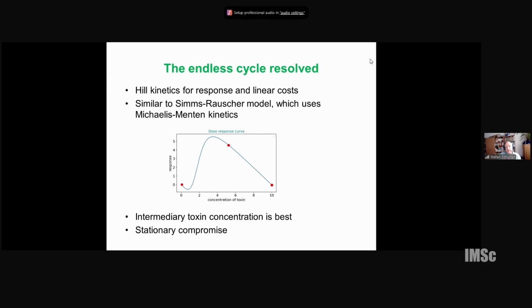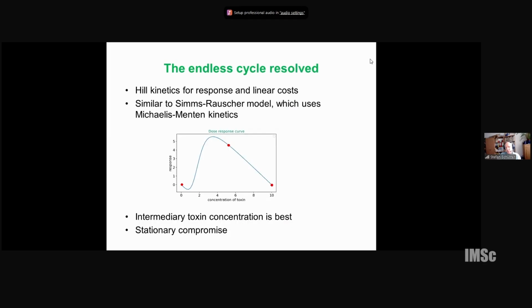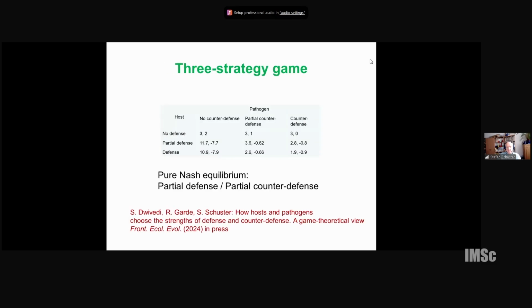And then we see it's non-monotonic, because in the middle there can be the highest effect, because then we have a good compromise between effect and cost. So if we now write a payoff matrix with 3 strategies, then partial defense and partial counter defense is the pure Nash equilibrium. Whereas if the function were monotonic, then we would get oscillations. But I think the observation, maybe one should look more in detail into the literature or do some experiments also. But I think what we observe is really this compromise, this trade-off between both sides, so that they use partial defense and partial counter defense rather than oscillations.